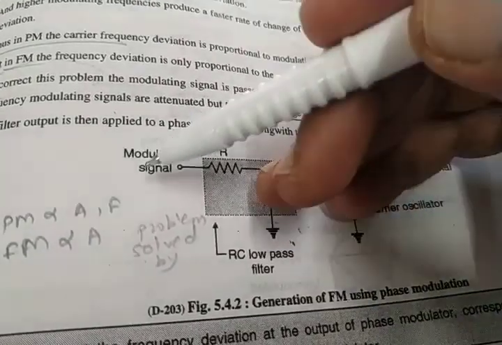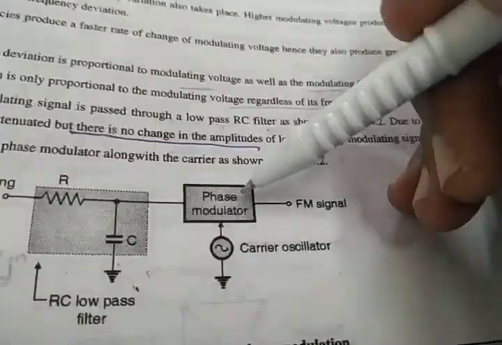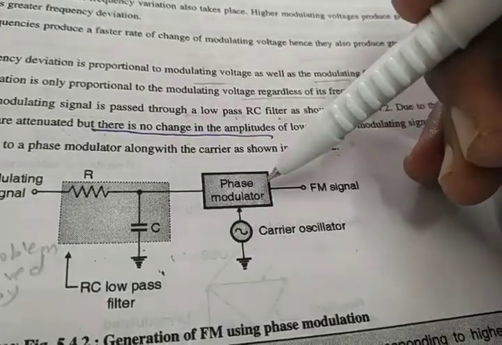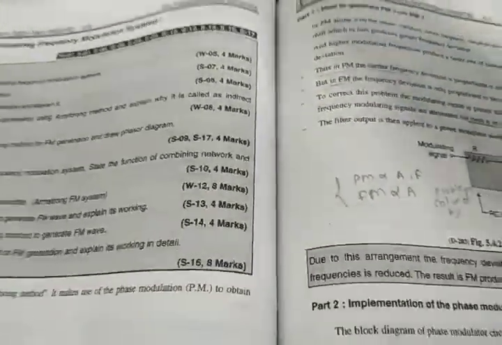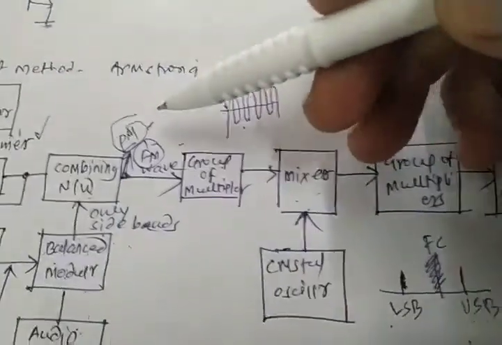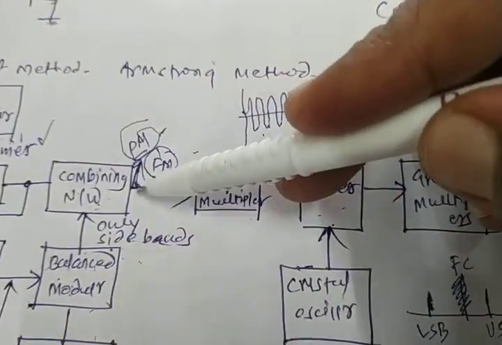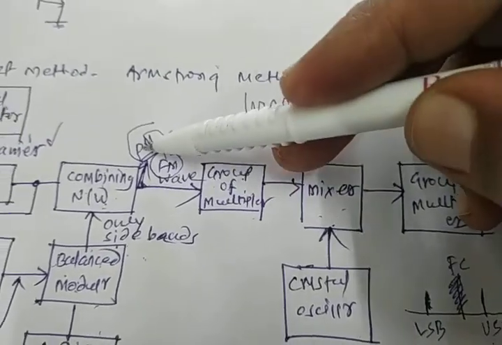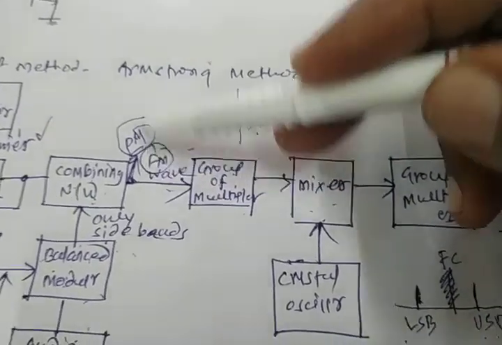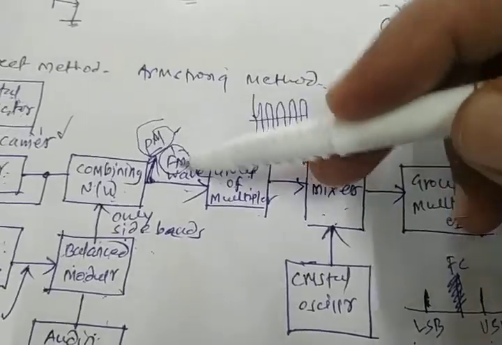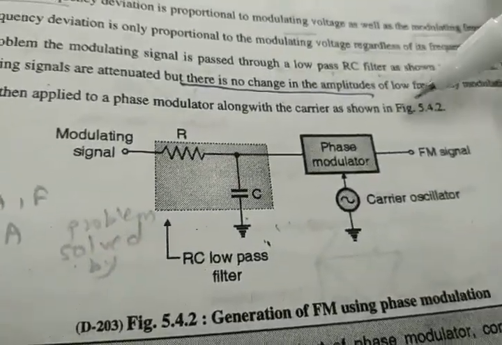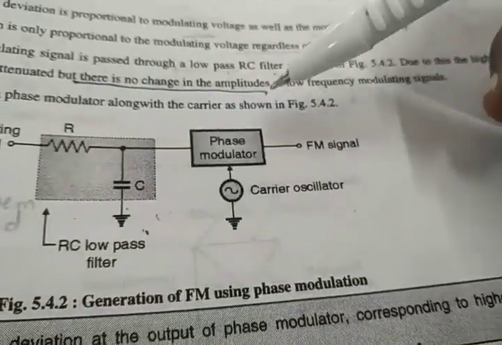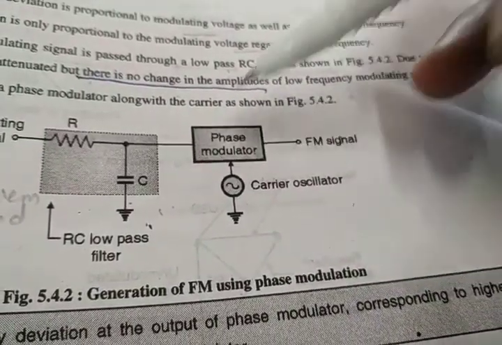Okay, so here I will show you, yes, this is the circuit that is used to convert the PM signal into FM. I am explaining that the combining network generates the PM signal. Then how can we generate the FM signal from PM? The question is how we can generate the FM signal from PM. By using this simple circuit we can generate the FM signal from PM.